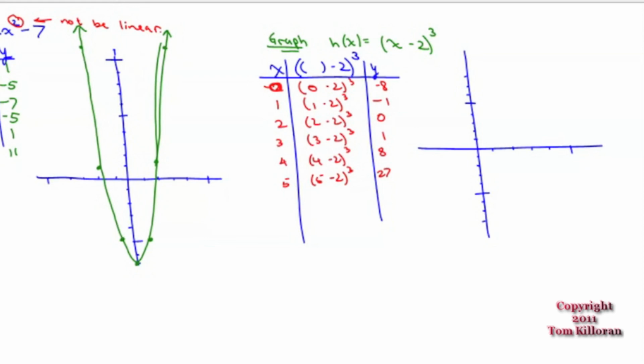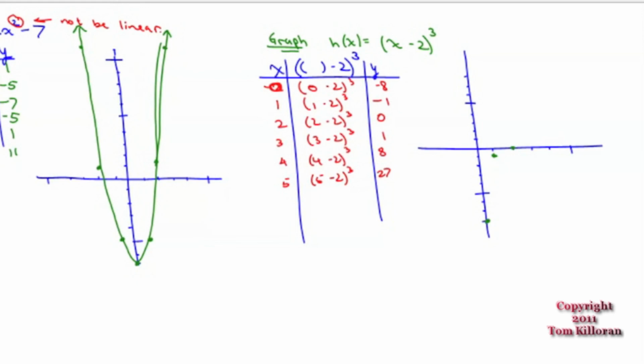All right. So where do I start? 0, negative 8. So we left 0, down 8. 0, left, right, down, 8. Down here. It's a y-intercept. 1, negative 1. Right 1, down 1. 2, 0. Right 2. What kind of intercept is this? X intercept. 2, 0.